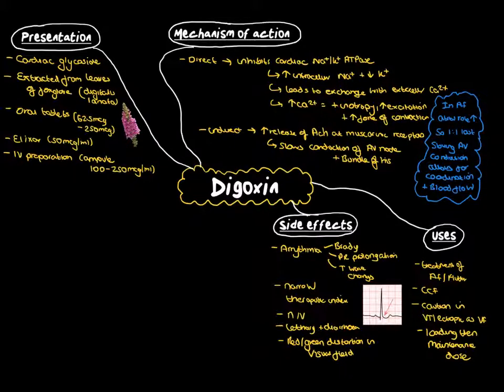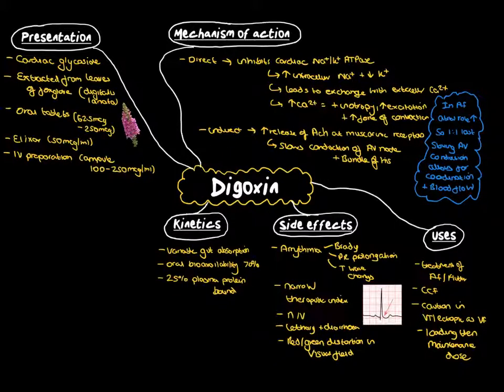When we think about pharmacokinetics, gut absorption is variable and oral bioavailability is around about 70%. It's 25% plasma protein bound, and there is minimal hepatic metabolism carried out on digoxin. The majority of the product is excreted renally with little effect on it overall. However, obviously, people who have renal failure, this can lead to accumulations of digoxin, and therefore we have to be cautious in those groups of individuals.